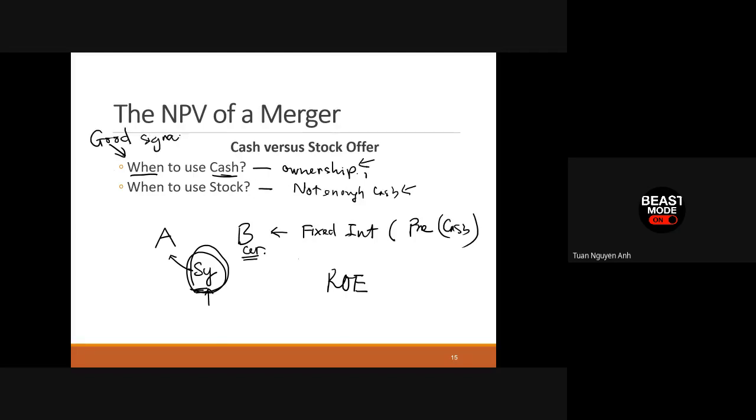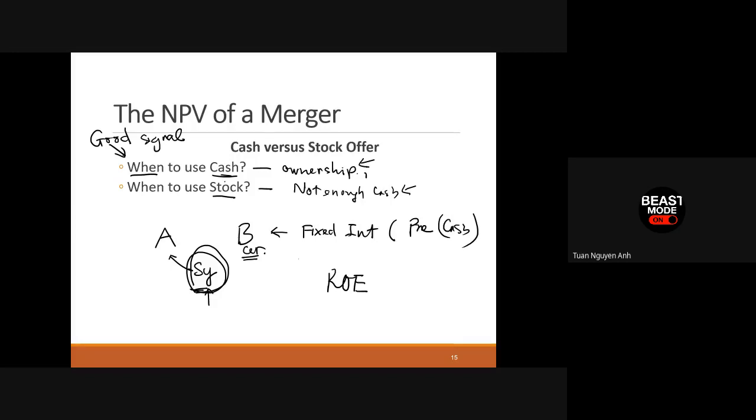So when we are confident about the future. But when we are not confident about the future, when there is very risky in this new market, we will use stock to share the risk. You see here, if you use stock, you share some risk to the shareholders of B because B is still in our company. So they will share the synergy after this.